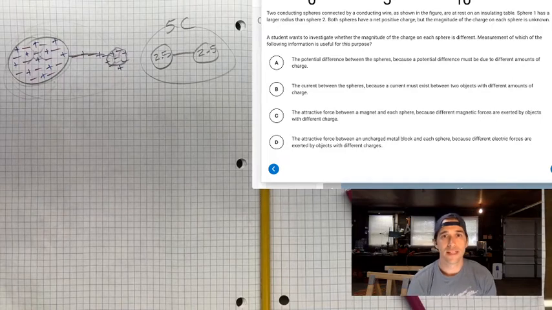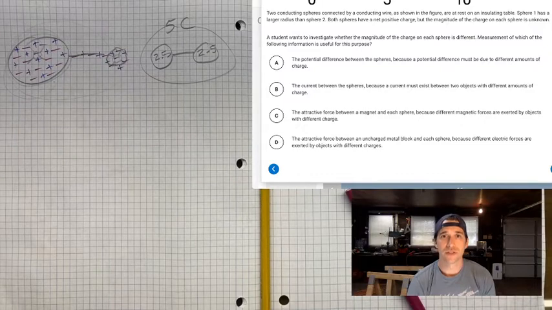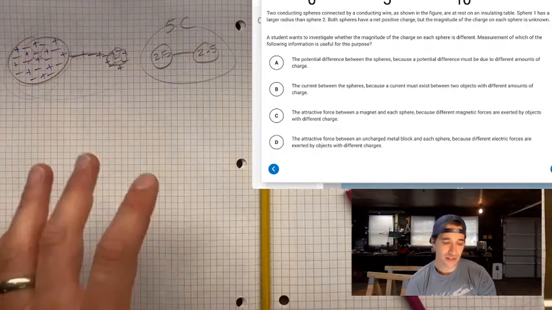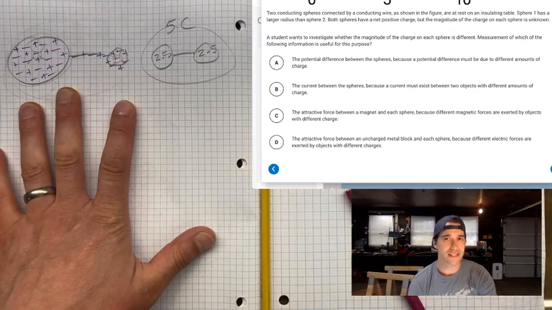Let's see. The attractive force between a magnet and each sphere, because different magnetic forces are exerted by objects with different charge. Do magnets interact with charge? Only moving charges, right? Moving charges create their own magnetic field, which in turn can interact. If you have a wire with current in it, that's moving charges, and that's in a magnetic field, it's going to feel a force. But these just sitting here on the table, that doesn't seem like the best option.